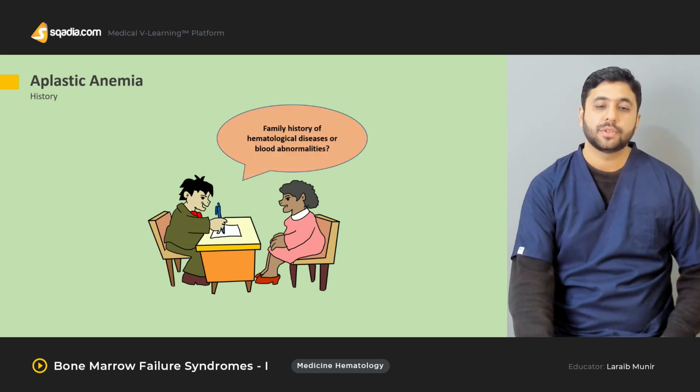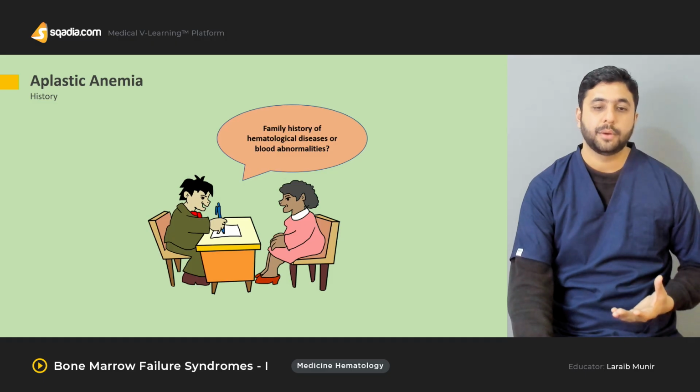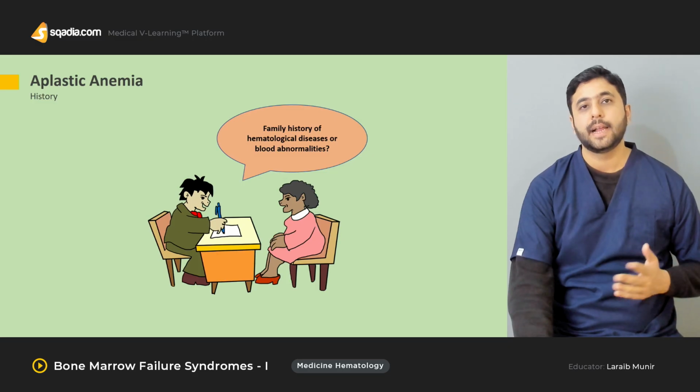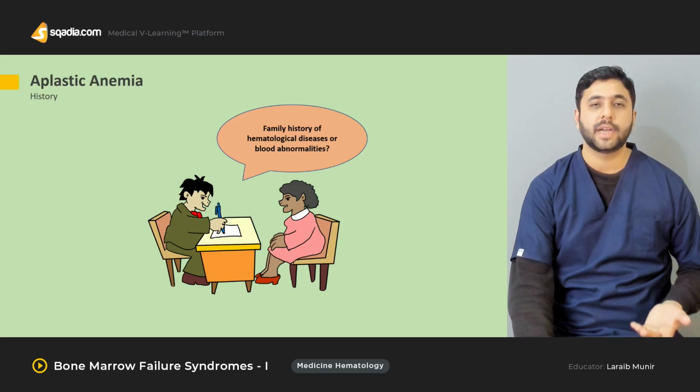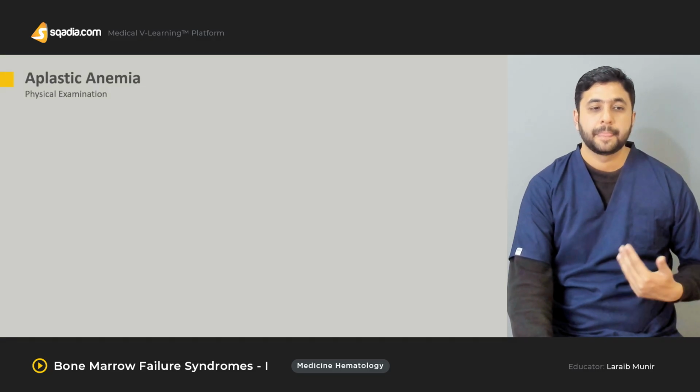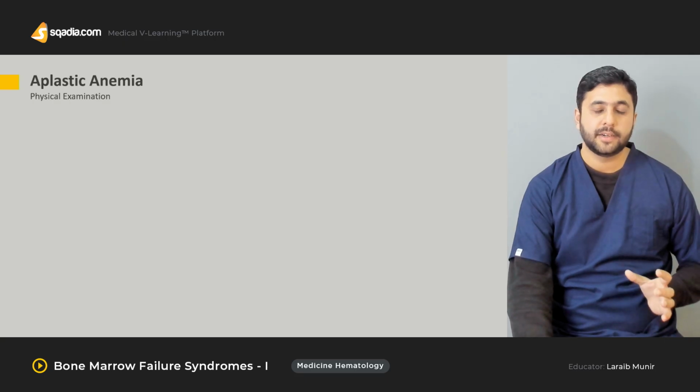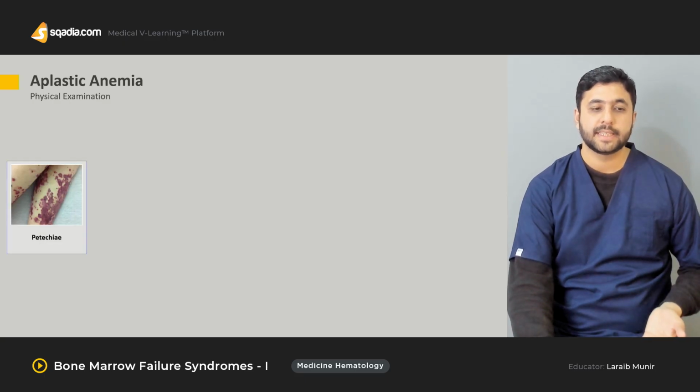Then family history is also very important, specifically of hematological abnormalities, hematological disease or blood abnormalities. And especially if the patient is very young or presenting as an infant, then this can be a hematological genetic problem as well. So after a good and targeted history, we move on to the physical examination.